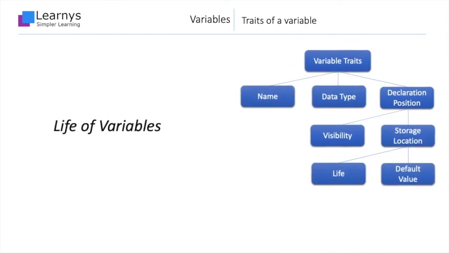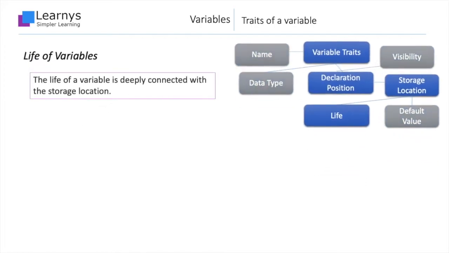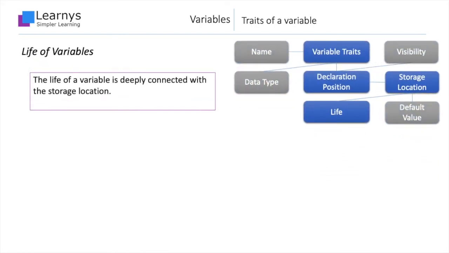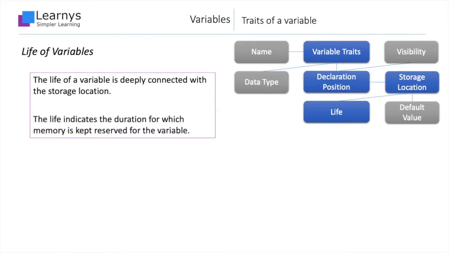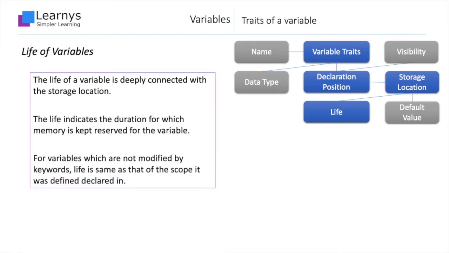Life of a variable is a different, though parallel, concept to visibility. The life of a variable is deeply connected with the storage location. The life indicates the duration for which memory is kept reserved for the variable. In the case of standard variables, the life of the variable is the same as that of a scope. As soon as the scope is terminated, these variables are removed from the memory. By standard variables, we mean variables that haven't been modified with keywords like extern, static and register.